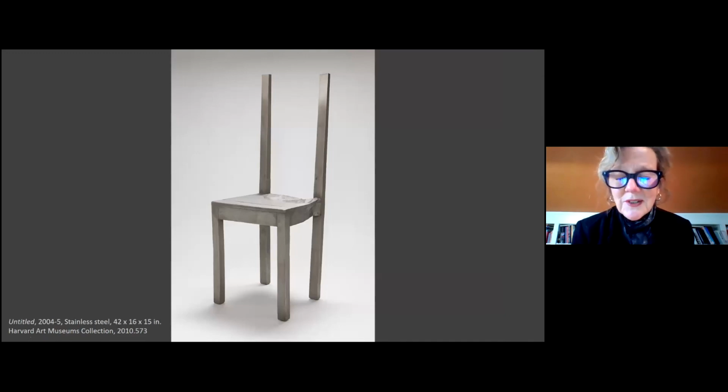So as we look at this chair, it is both an extraordinary sculpture because it's amazing she was able to do it. Its simplicity is striking.